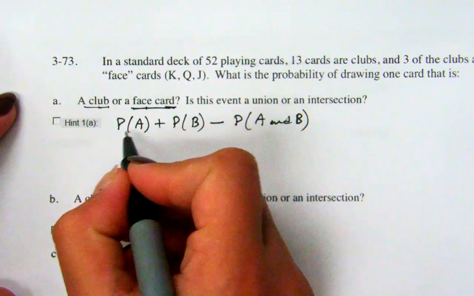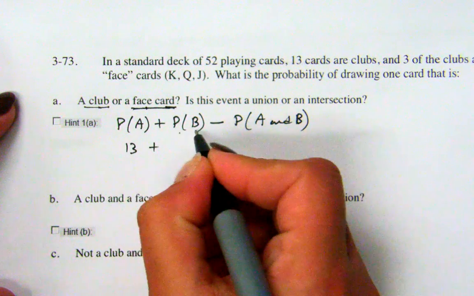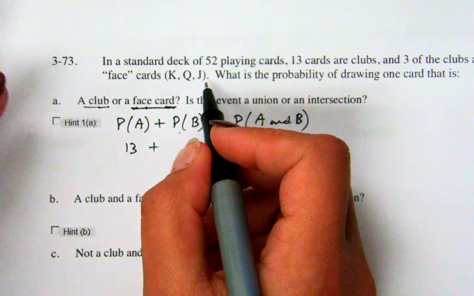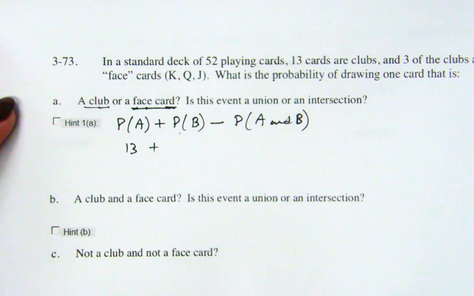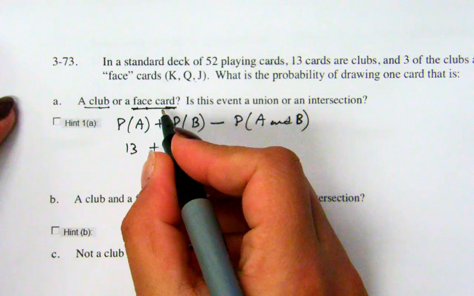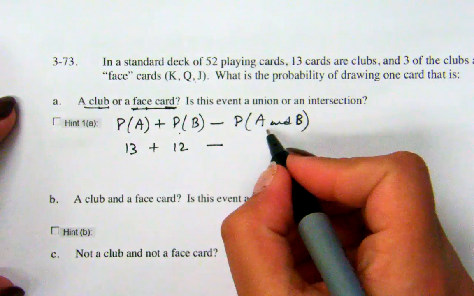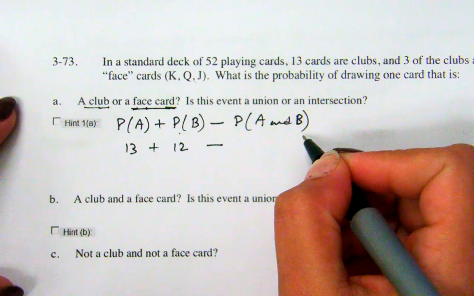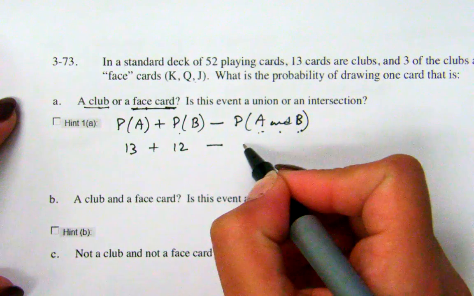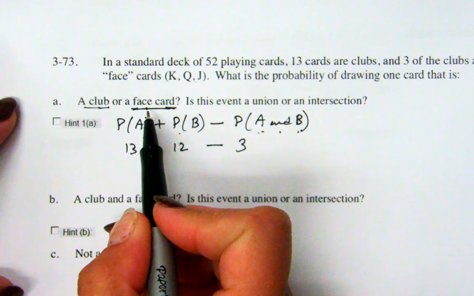So the way that this is going to go is probability of event A, the probability of it being a club. So we have 13 clubs, and then how many face cards in a deck of 52? There are 4 suits, and each suit has 3 different face cards, so that gives you 12 total face cards in a deck of 52. And then subtract out how many of them are clubs and a face card. Does that make sense? How many of them are clubs and a face card at the same time? Technically, there's only 3 of them, because there's 3 clubs that are also face cards.